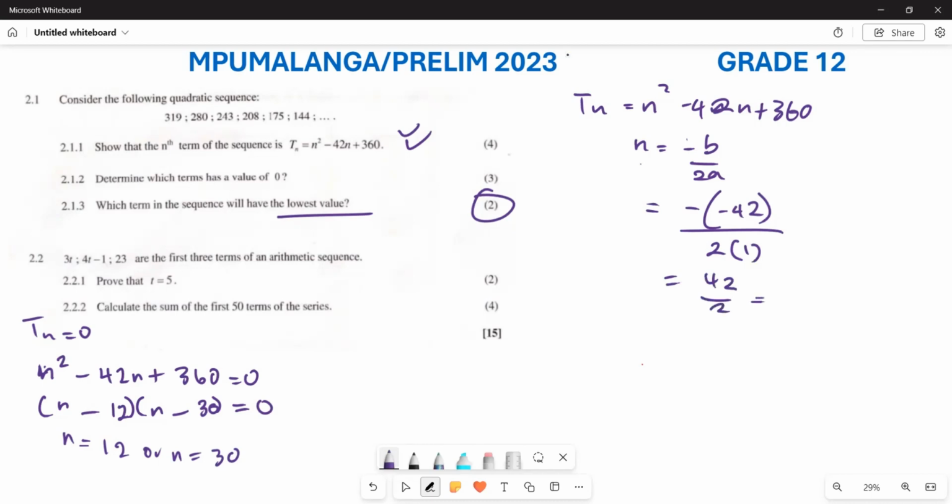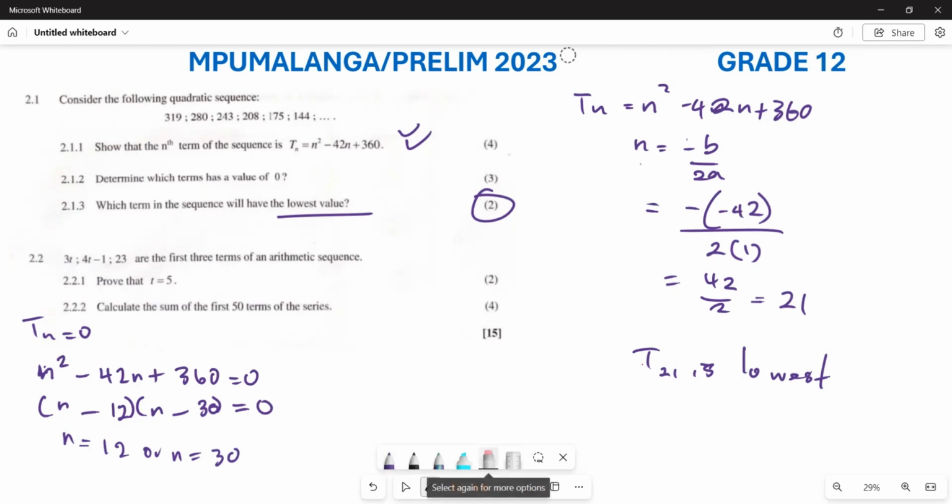And what is 42 over 2? You are going to get 21, right? Which means your n is equal to 21, which means your t of 21 is going to be the lowest in here, right? So basically, that is how we are doing it.